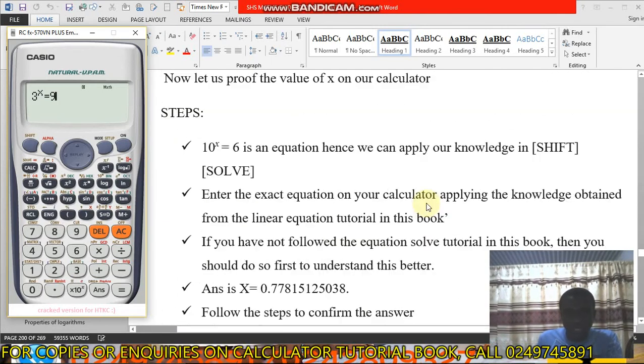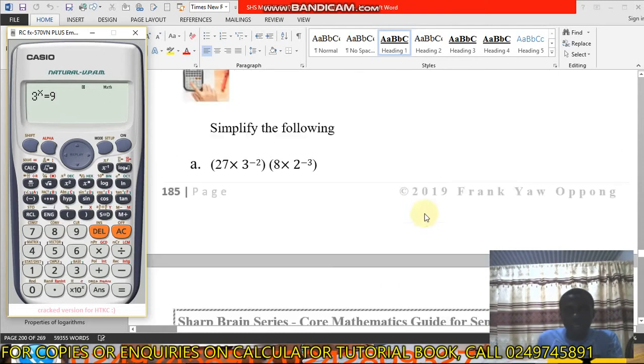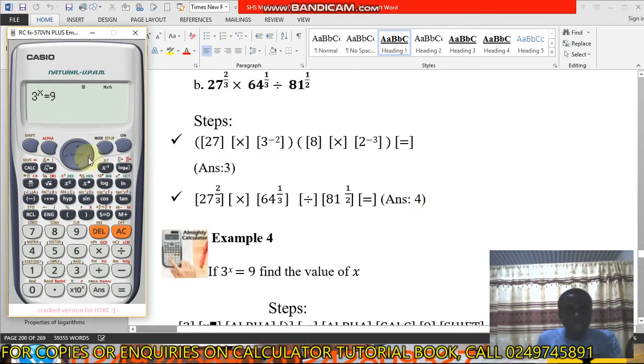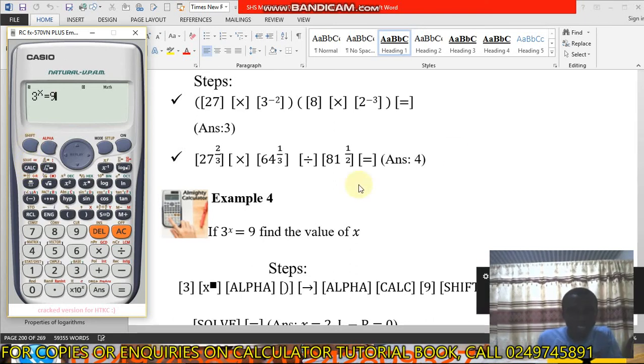So as we followed in the previous tutorial, it was steps to enter equation. So after entering the equation, you just have to press shift solve. So everything is in the book. The steps, whatever to do is inside the book.